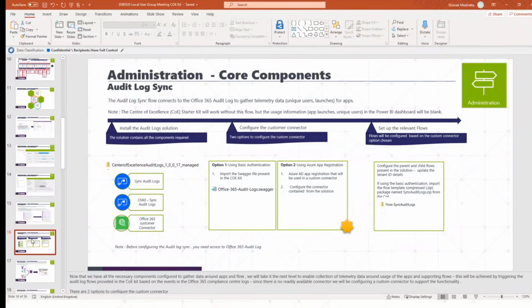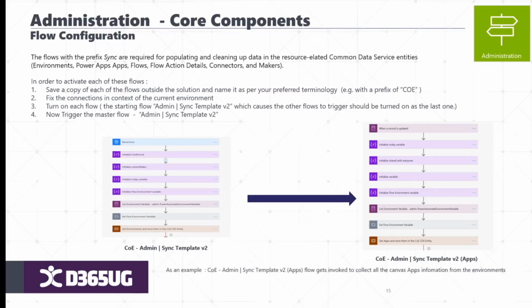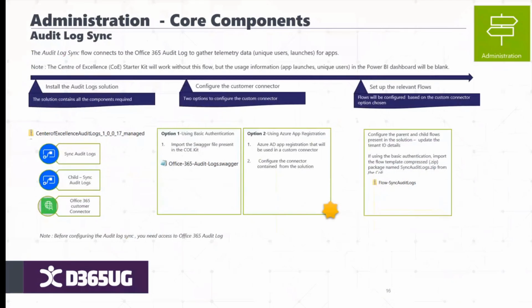All that telemetry data is sitting in Office 365. So what we get as part of the COE kit is a second managed solution, which is Center of Excellence Audit Logs, the one that I've mentioned there. It consists of 3 things: a parent and a child audit log flow, and then a custom connector for connecting to Office 365. That's because there is no out-of-the-box connector to be able to connect to the compliance log. So what Microsoft has provided is a template for a custom connector that you will configure and hook up to the compliance center.